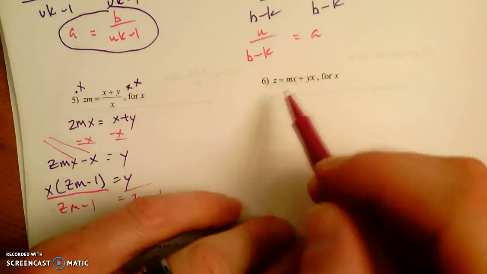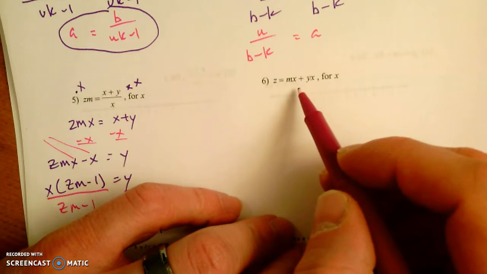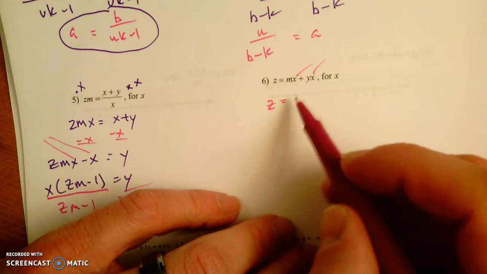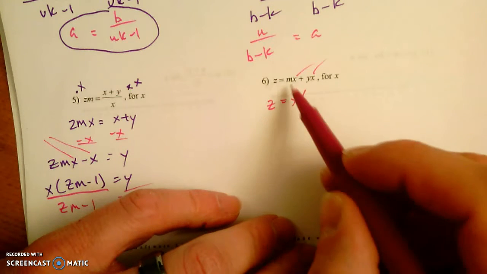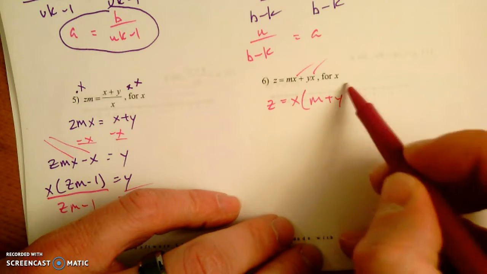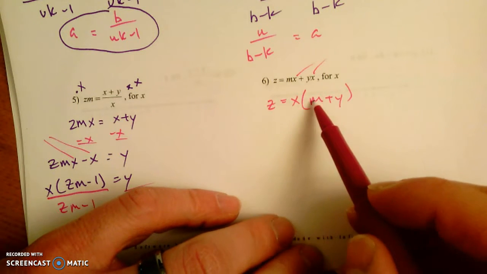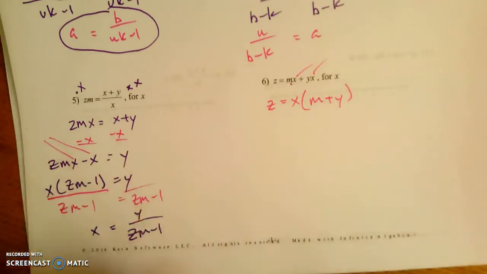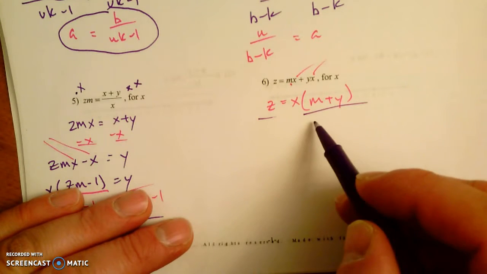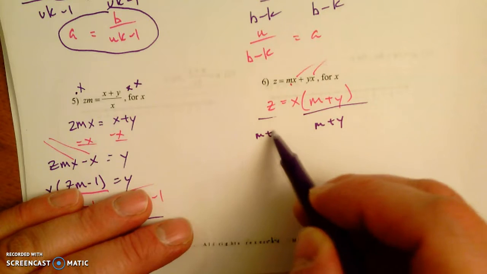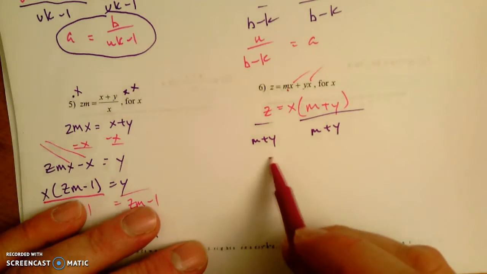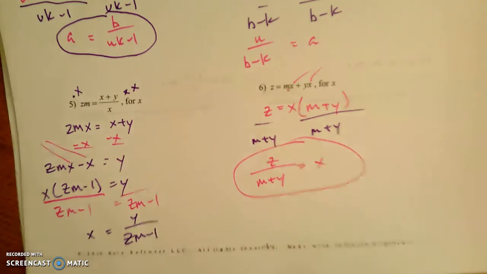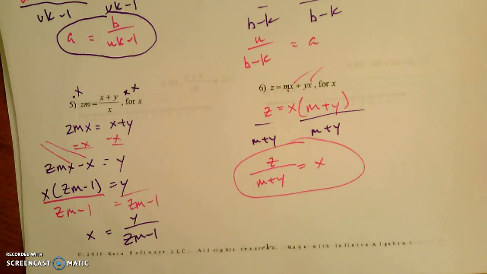One more. Notice here, we want to solve for x. We've already got all of our x's on one side, so we just need to do that reverse distributive property trick. z equals, we pulled our x out, we've got m left over here plus y left over here. So if we multiply it back in, x times m would be mx, and x times y would be yx. Then, to get the x by itself, we divide by the thing it's multiplied by, which is m plus y, and we end up with z over m plus y equals x, and we're done. We've isolated the x.